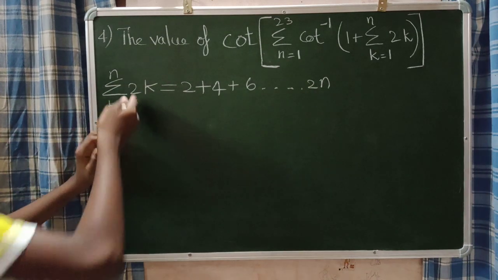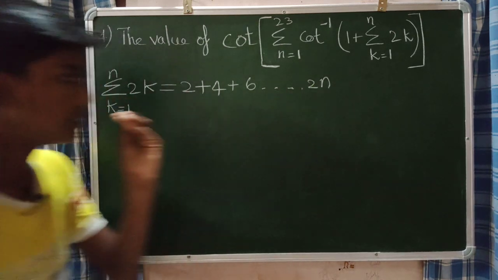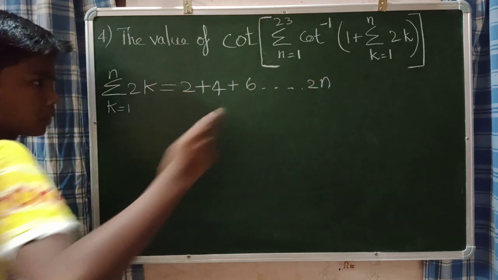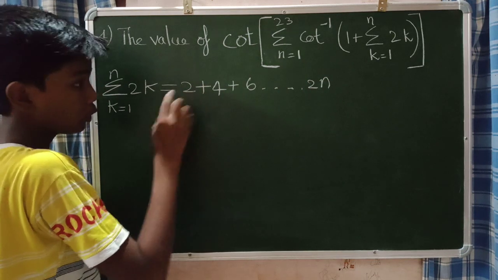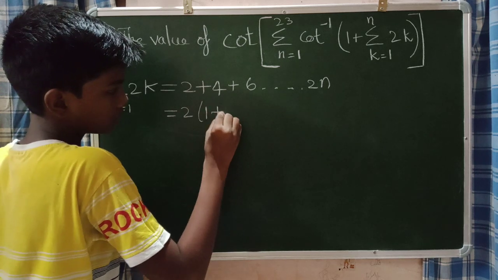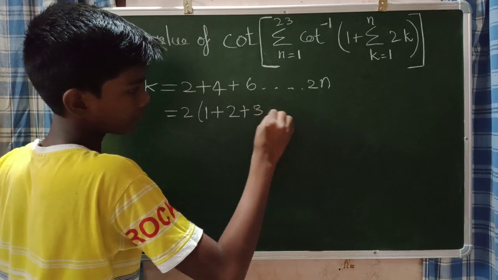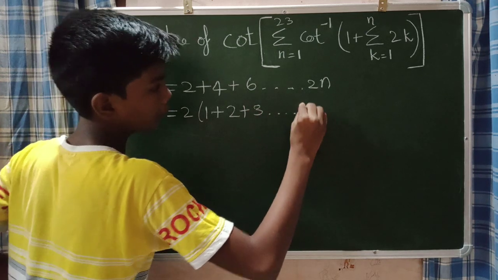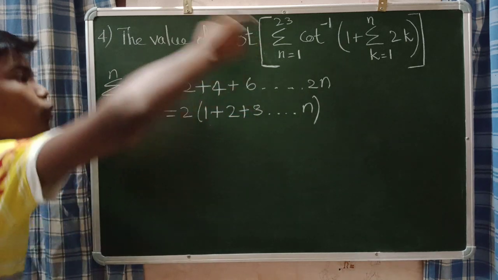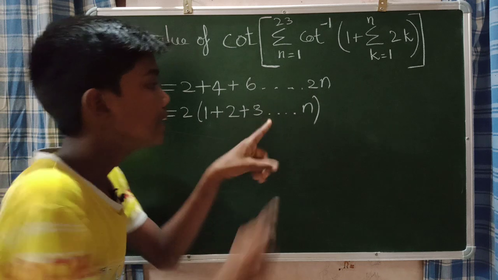I'm just opening this summation, guys. This is what you will be getting: 2 plus 4 plus 6 up to 2n. Now what I need to do is take 2 common from this expression. When you take 2 common, it becomes 1 plus 2 plus 3 up to n number of elements.